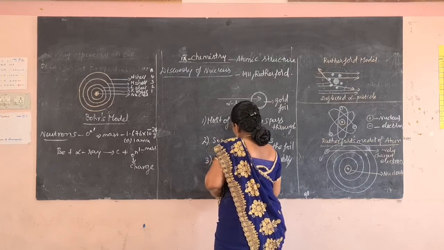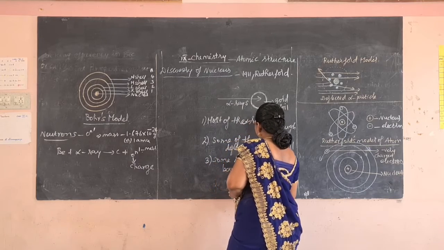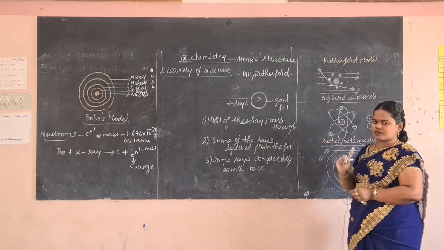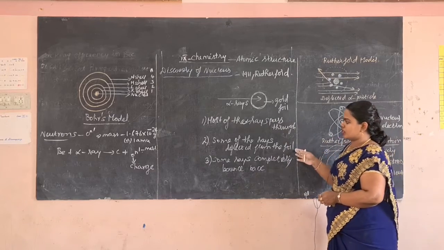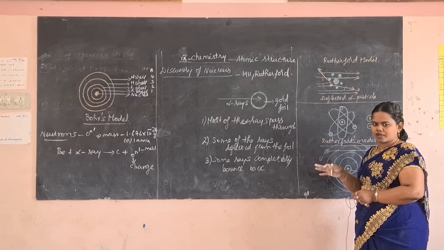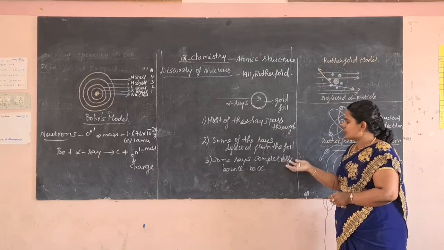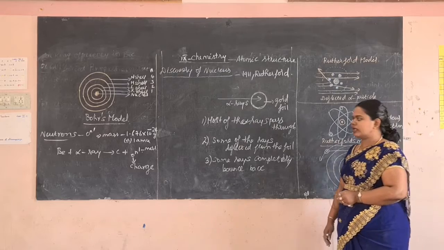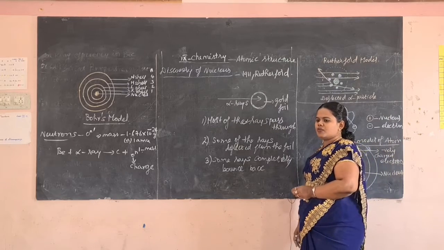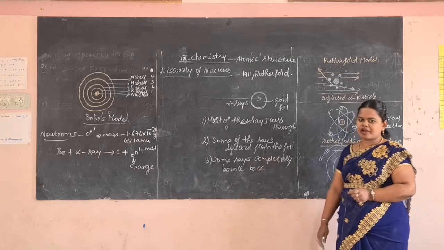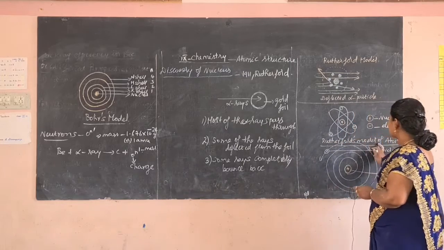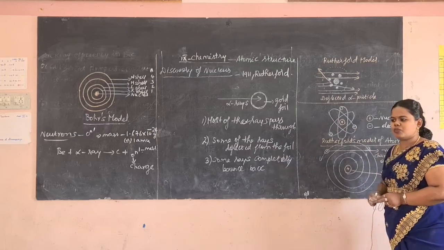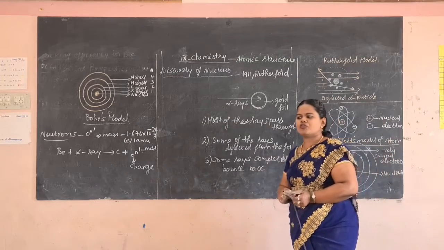So when he was doing this gold foil experiment, what were the observations? Most of the rays pass through the foil, that is the first observation. Second, some of the rays are deflected from the foil. Third, some rays completely bounce back. That is the observation. With this view, he gave his model of the atom, known as Rutherford's model of atom, and he gave some postulates known as Rutherford's postulates.